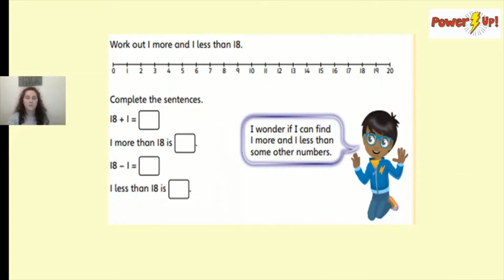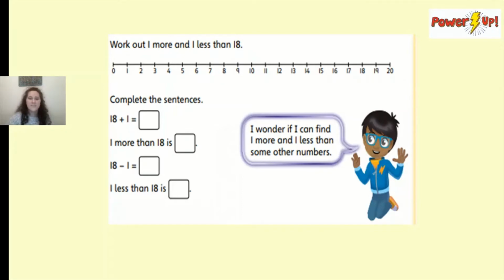Let's start with a power up to warm up those brains. Today's power up is asking, work out one more and one less than 18. And you can see here you've got a number line to help you. The questions you want to answer are 18 plus 1 equals what? 1 more than 18 is what? 18 take away 1 is what? And 1 less than 18 is what? So have a think about which way on the number line you're going to need to jump to help you answer these questions. Pause the video here and have a go.